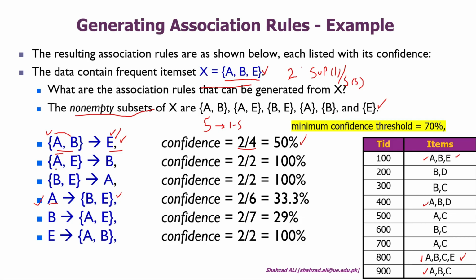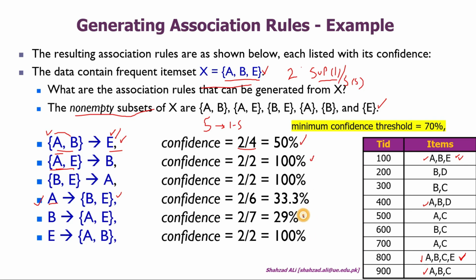Similarly for the second rule, the support of the item set remains the same for all the rules because we are using the same frequent item set. So the support of S, the left hand side of the rule, which is AE. AE occurs in the first transaction, then AE occurs in the 8th transaction. So the total count is 2. So the confidence for this rule is 100%. Similarly, you can calculate the confidence for all the other rules.